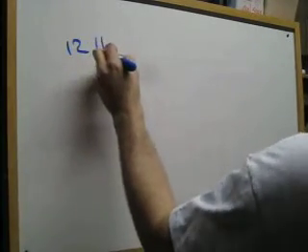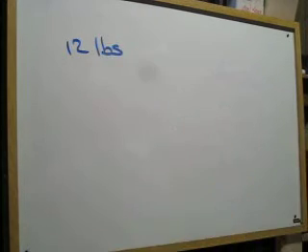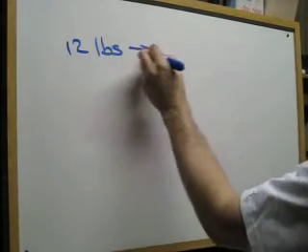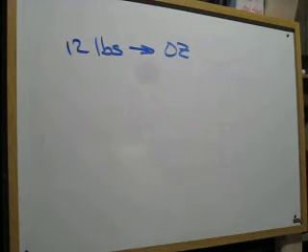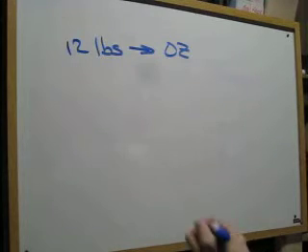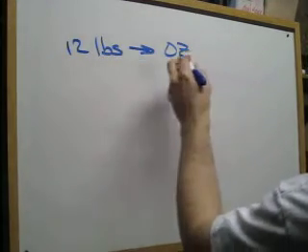I'm going to label pounds LBS. That's the abbreviation for pounds. We're going to change those pounds to ounces, and ounces is labeled OZ. Don't ask me why either one of those are labeled the way they are, but welcome to America. That's just the way they go with that. So we're going to change pounds to ounces.